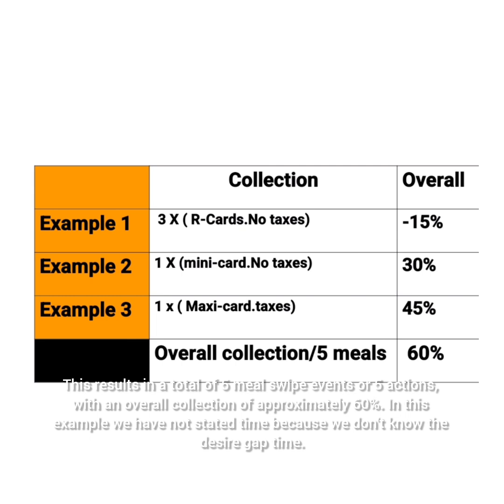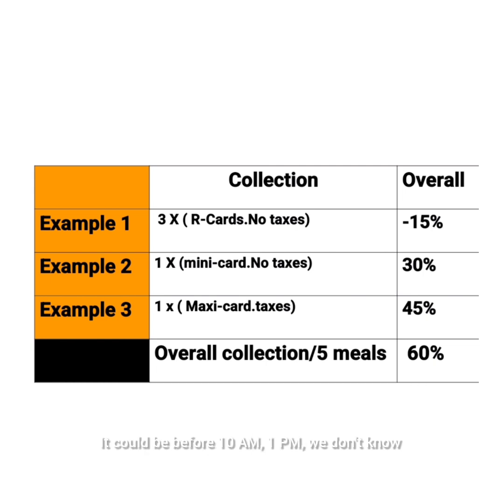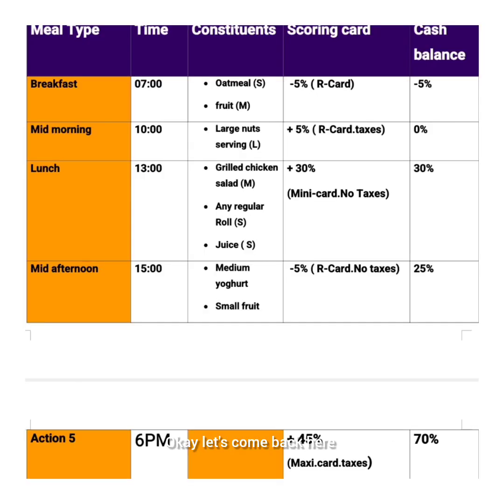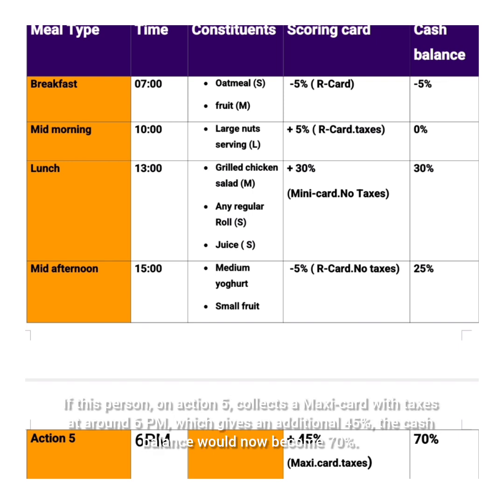In this example, we have not stated time because we don't know the desire gap time. It could be before 10 a.m., 1 p.m., we don't know. Okay, let's come back here. If this person, on action 5, collects a MaxiCard with taxes at around 6 p.m., which gives an additional 45%, the cash balance would now become 70%.